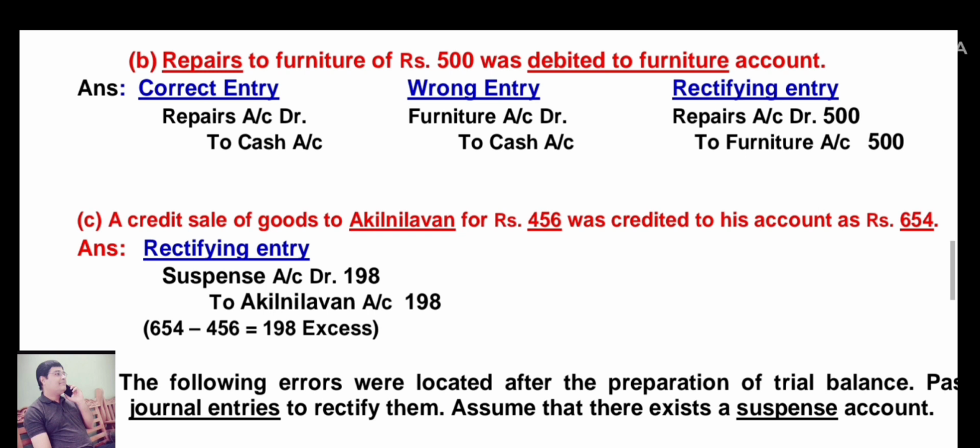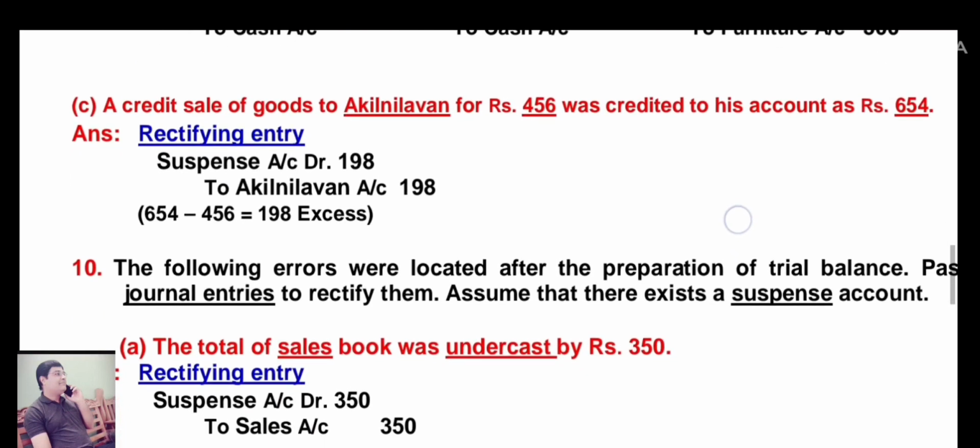Now repairs account is on the debit side, so in the rectifying entry you write repairs account debit. In the wrong entry, furniture account is debit. To rectify furniture account, we have to write on the opposite credit side. So see the rectifying entry: to furniture account 500. So what is the rectifying entry? Repairs account debit to furniture account 500. Understand? Next question.